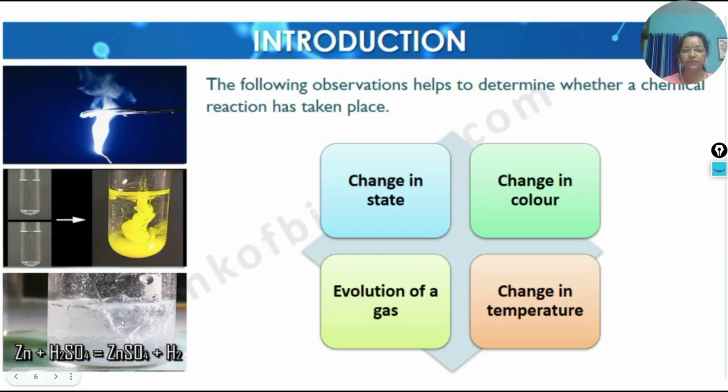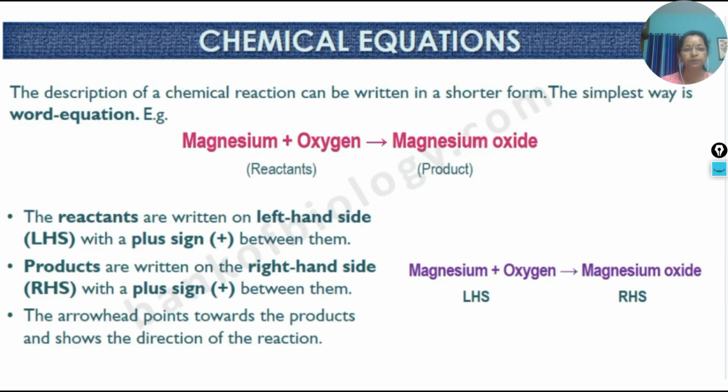If any of these things are happening, sometimes even two or three together, we can say there is a chemical reaction taking place. Now the next task is how to write a chemical reaction in a simpler way. First, the simplest way is the word equation.